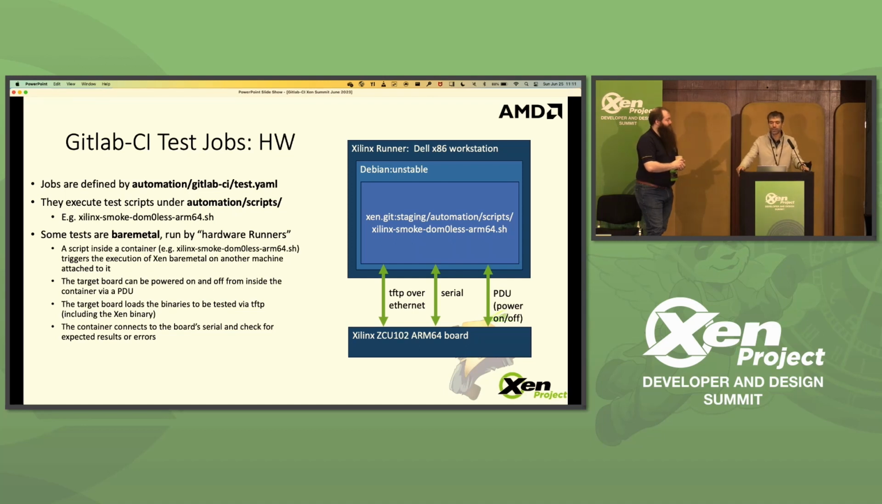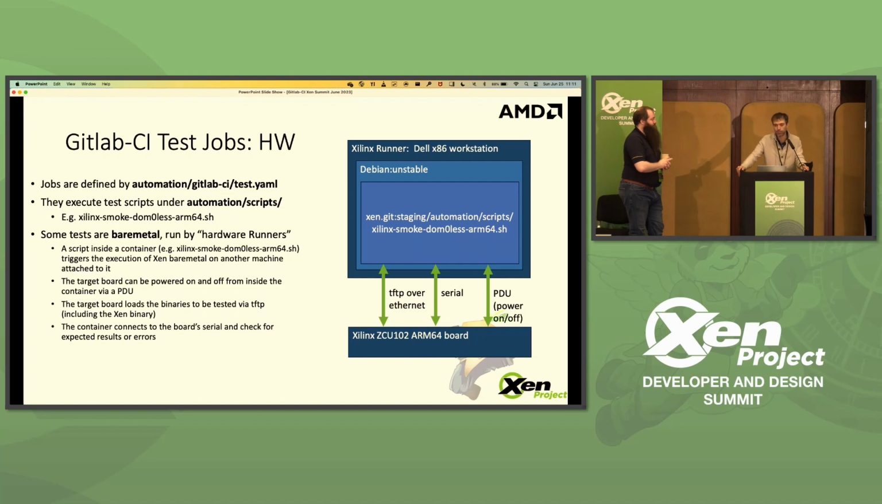And the board is a Xilinx ZCU102. It's an ARM64 board. There is a serial connected directly to it. There is also a PDU connection. That's over Ethernet, so it is not a direct connection, but still connected to a PDU. A PDU is a thing, for people that don't know, that can turn the power on and off for the board. And also, there is a TFTP connection, again over Ethernet, to the board. So the way the script works, you still execute a script under xen.git.